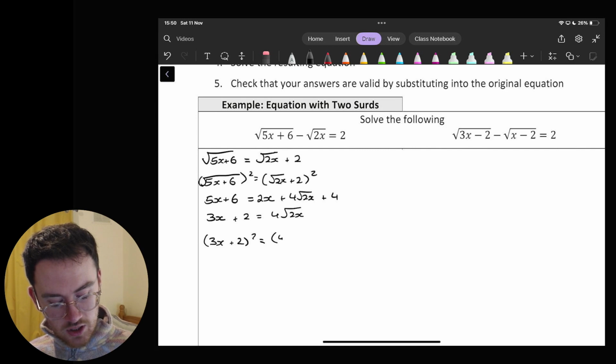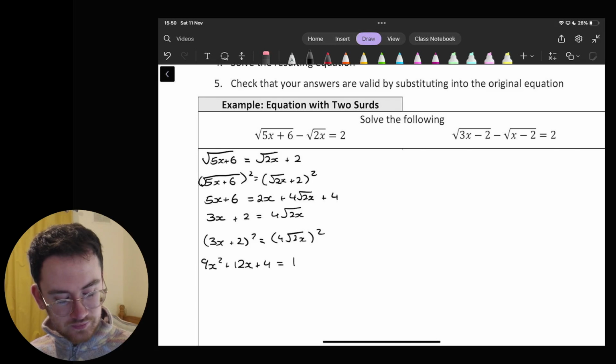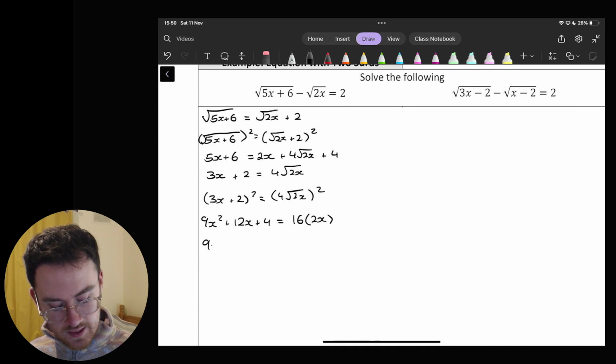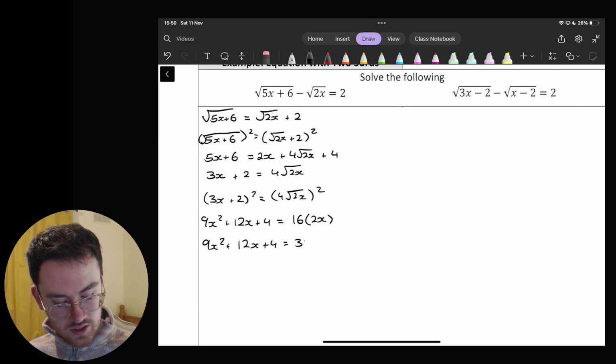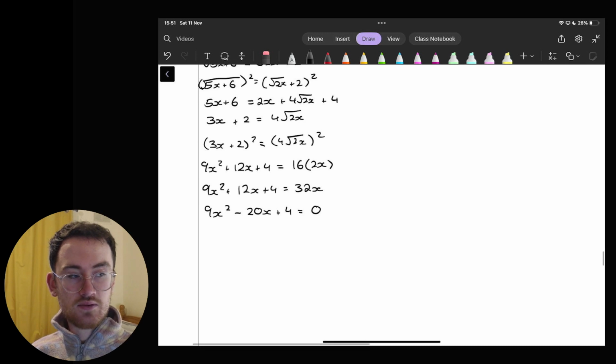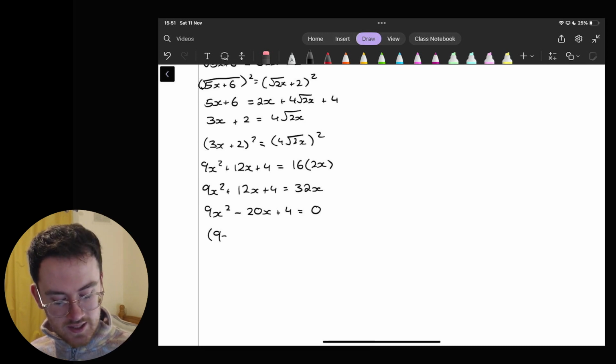And we have an interesting part here where we have a 4 in front of my surd. So we just need to be careful with that. So 9x squared plus 6x plus 6x, so plus 12x plus 4. And this gives me 16 times 2x. So I'm squaring the 4 and I'm squaring the 2x. So 9x squared plus 12x plus 4 equals 32x. Bringing everything now to one side, I get minus 20x plus 4 equal to 0. So 9x squared minus 20x plus 4 equals 0. Putting that into brackets, I get 9x minus 2 and x minus 2.